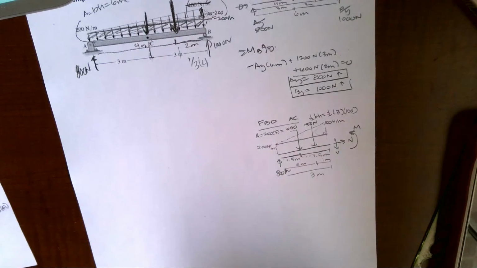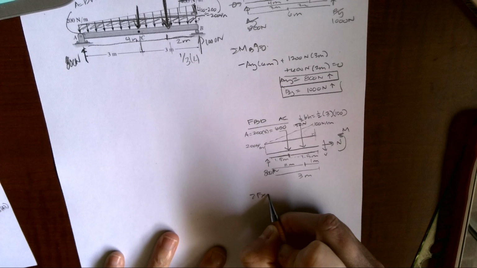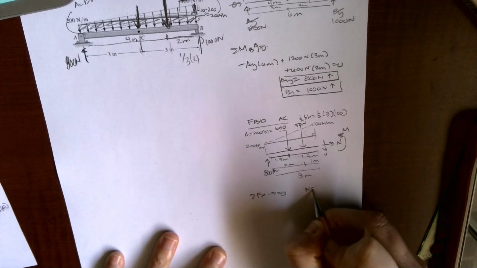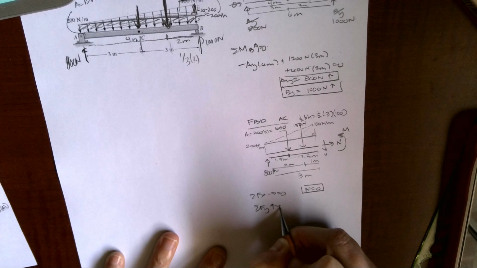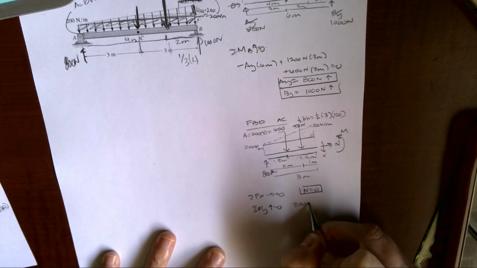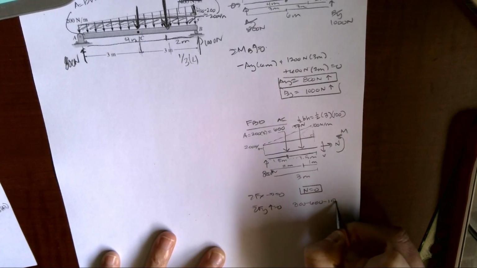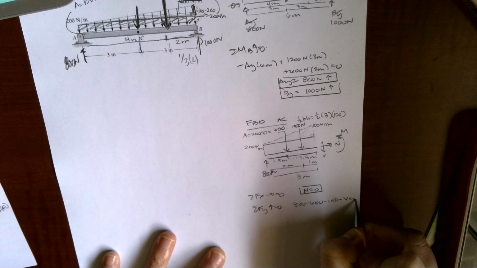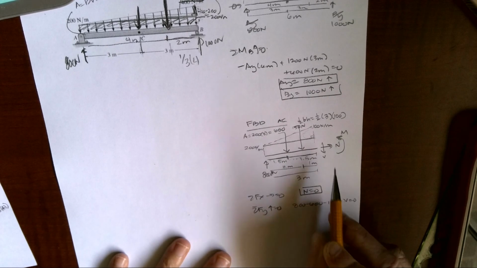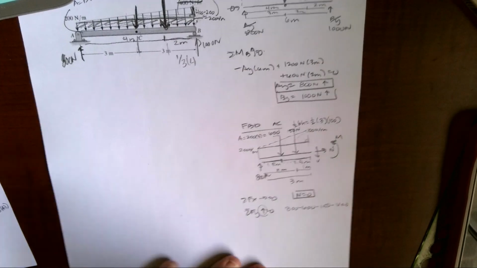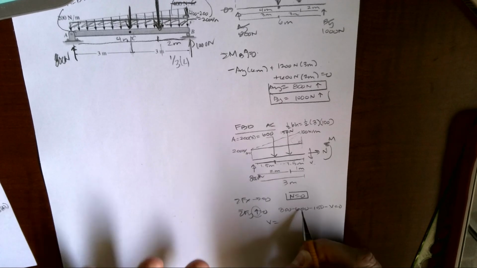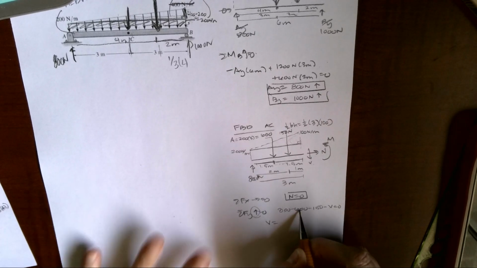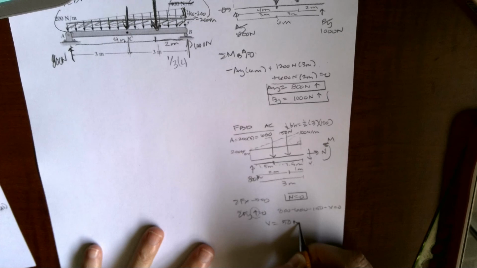Now I can sum forces X, and my normal force is 0. I can sum forces Y, and I get 800 minus 600 minus 150 minus shear. Remember, it's positive behavior, but it's a negative direction when we're doing our rules of equilibrium. So I'm going to get V equals 800 minus 600 is 200, minus 150 is 50 newtons.